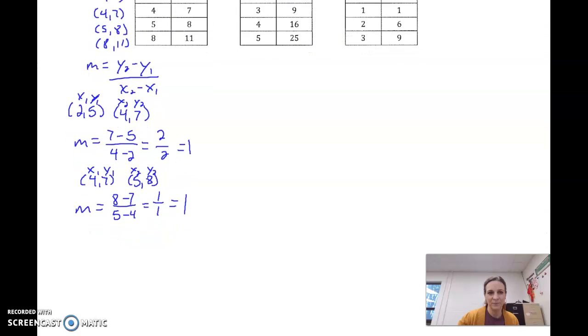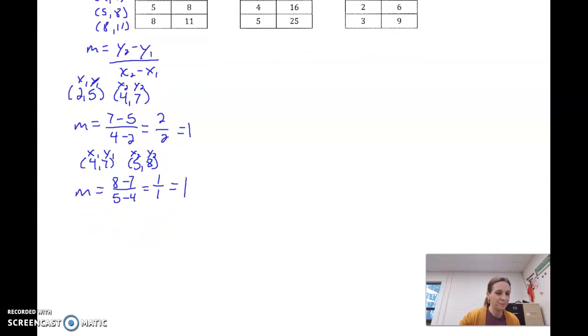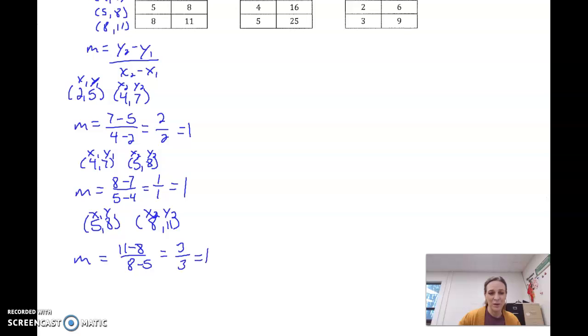Let's keep going. Now I'm going to do 5, 8 and 8, 11. The ordered pair 5, 8 is x sub 1, y sub 1, and 8, 11 is x sub 2, y sub 2. And again, difference in the y's, 11 minus 8, over difference in the x's, 8 minus 5. Well, 11 minus 8 is 3, 8 minus 5 is 3, 3 divided by 3 is 1.